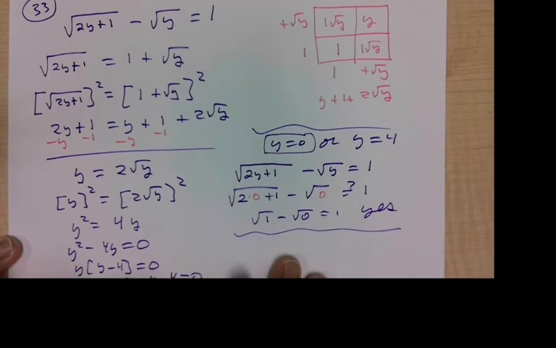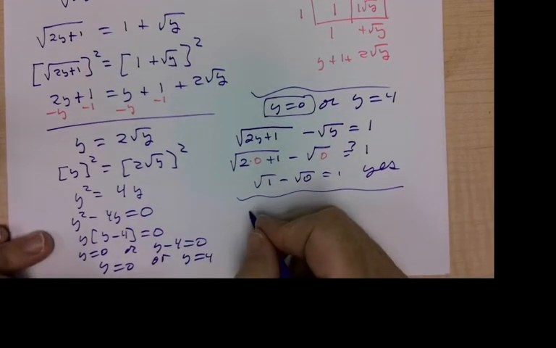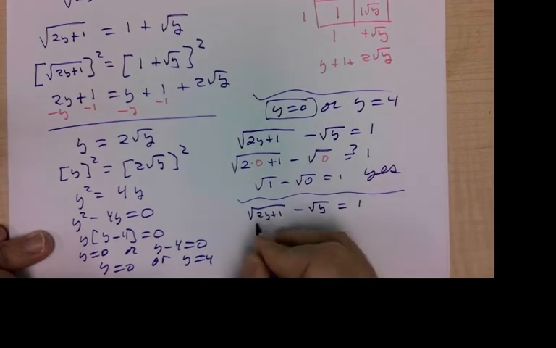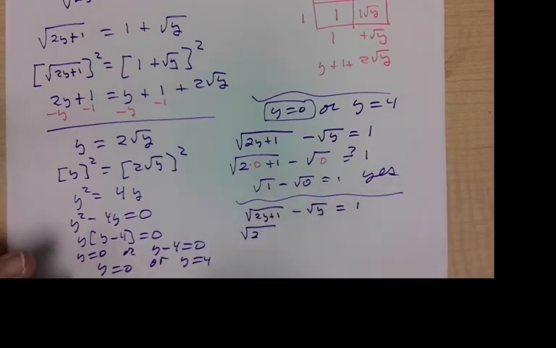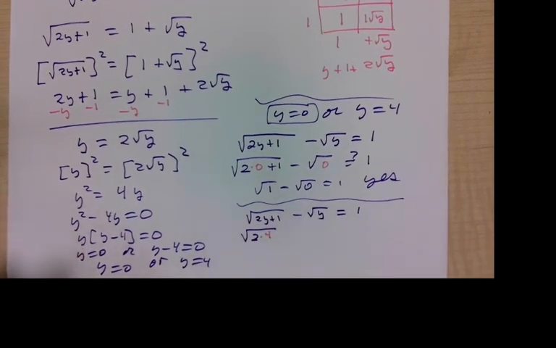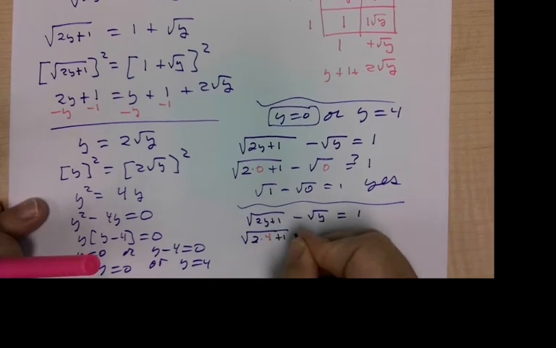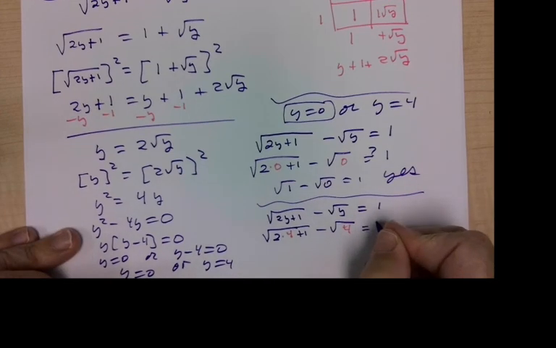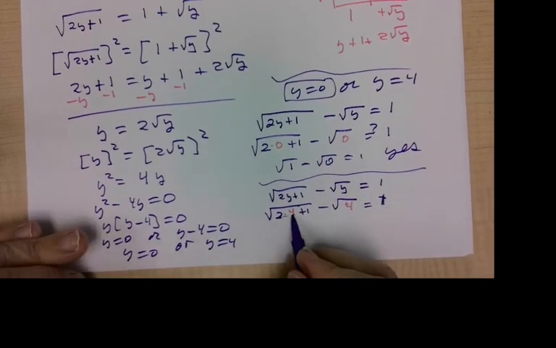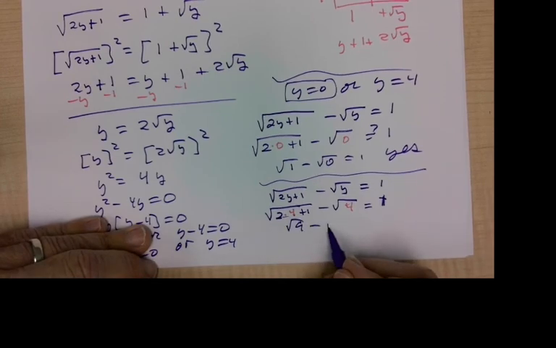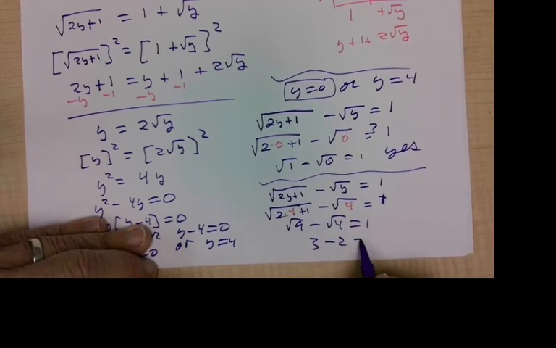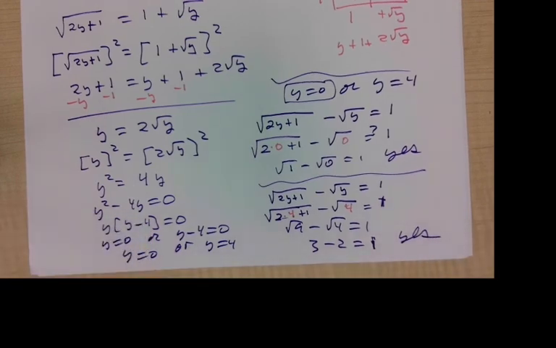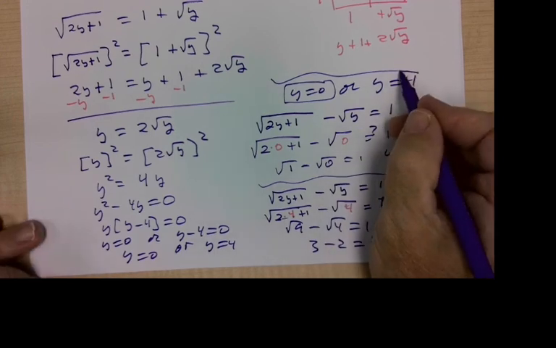Now let's try 4. Again, in our very original question, root 2y plus 1 minus root y, does it equal 1? Root of 2 times, this time we're using y of 4, 2 times 4 plus 1 minus root 4. Does that equal 1? 2 times 4 is 8. 8 plus 1 is 9. Root 9 minus root 4. Does 3 minus 2 equal 1? The answer to that again is yes. So both of those answers are good. Both 0 and 4 are correct.